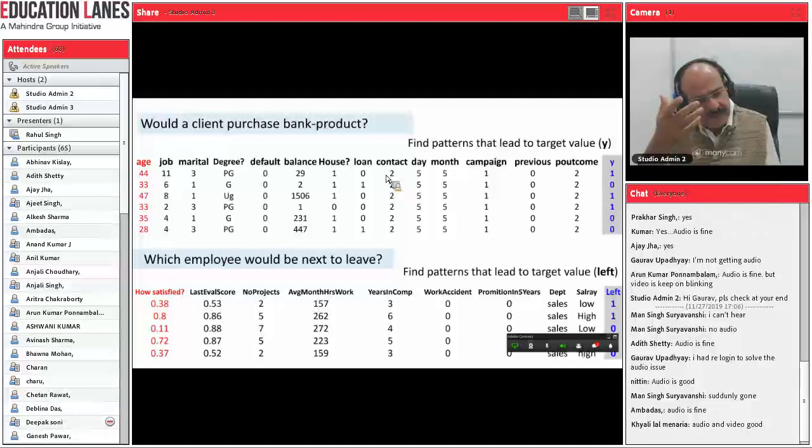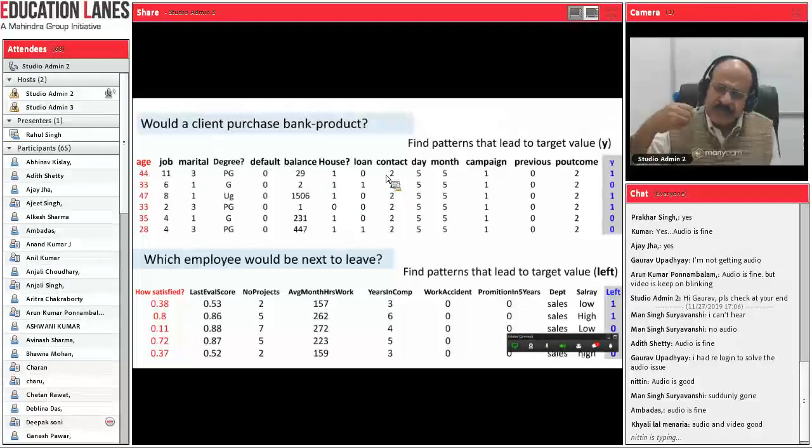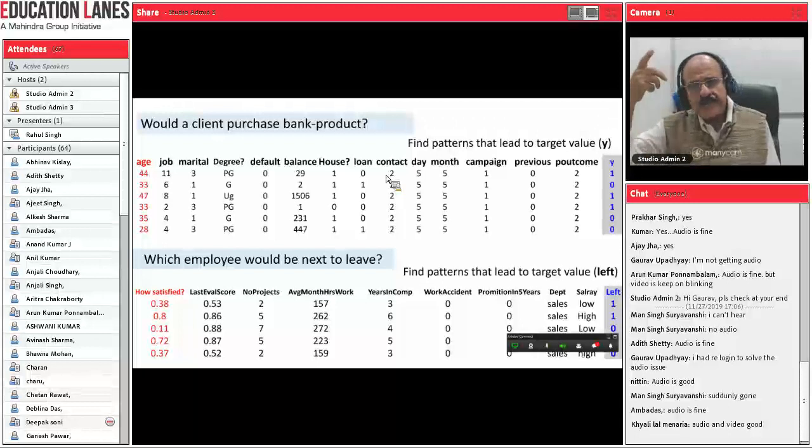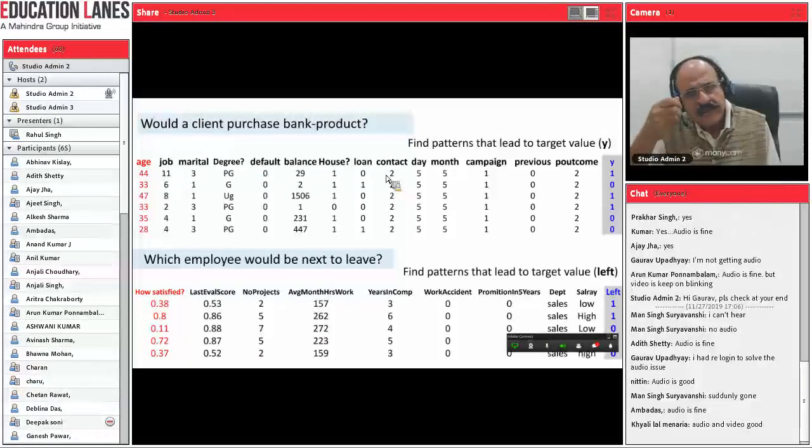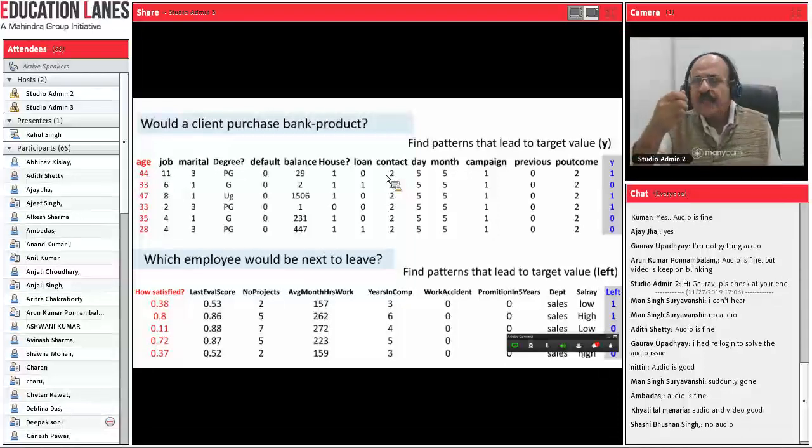Say it has created a new kind of term deposit. And it would like to not send email to everybody, not ring up everybody and create nuisance. A bank has many lakhs of customers. So I will not send emails or ring up everybody blindly. I would like to know which customers are more likely to purchase and which customers are not likely to purchase. So how do I find out?